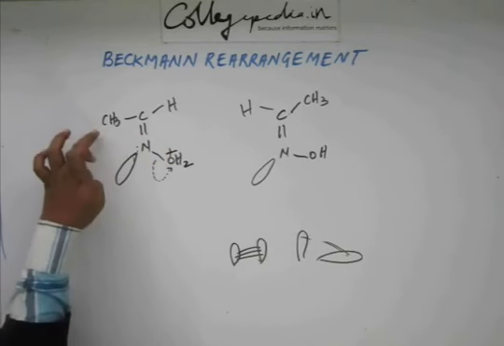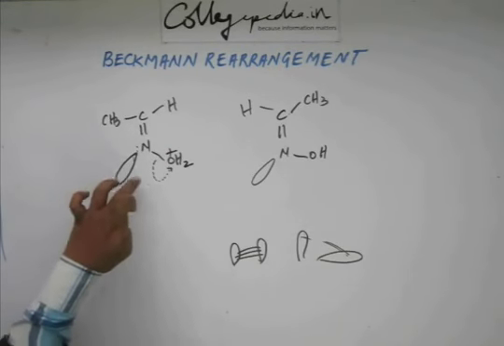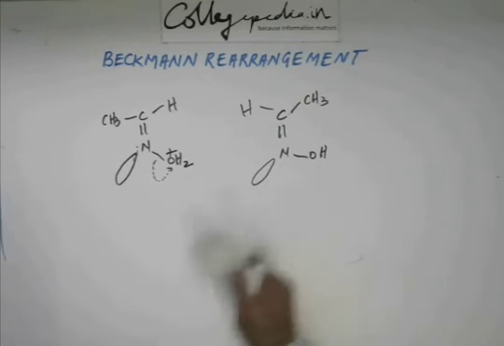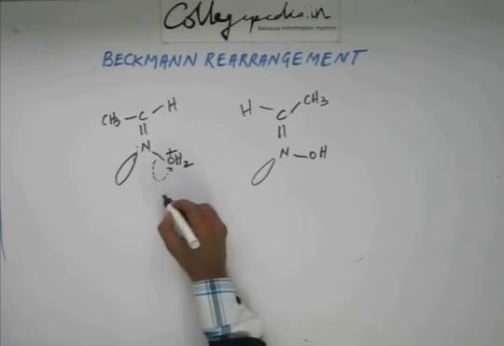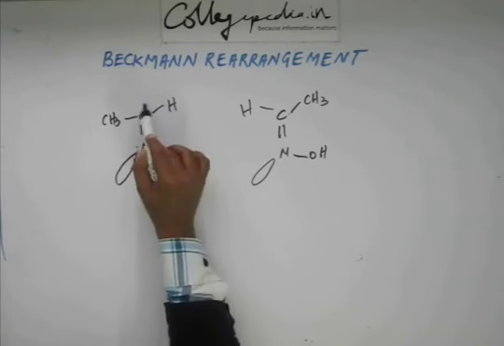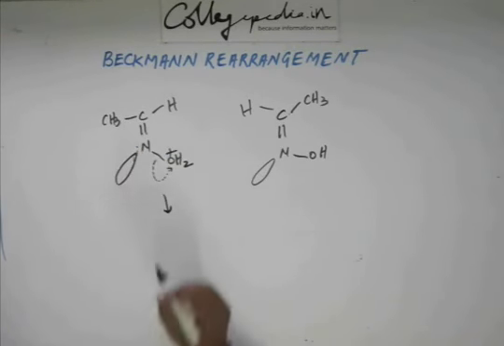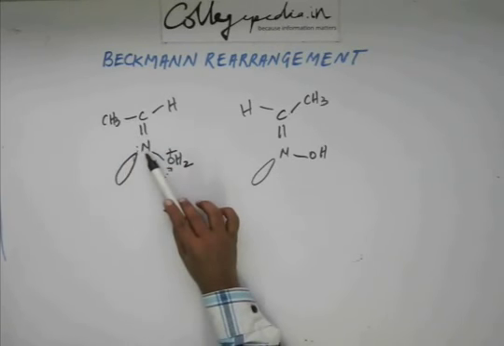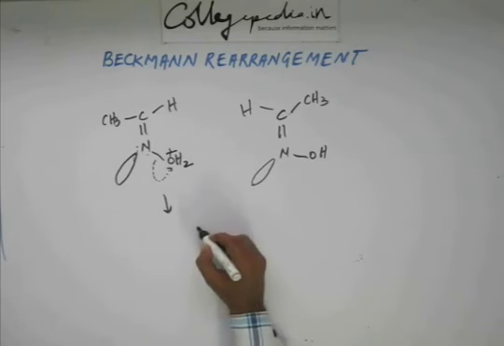So this methyl will migrate into this orbital. From this side, the oxygen comes out. So let's see what happens next. In the next step, the plus charge will develop on this carbon. This water molecule comes out. This methyl forms a bond with nitrogen. So how does it look?